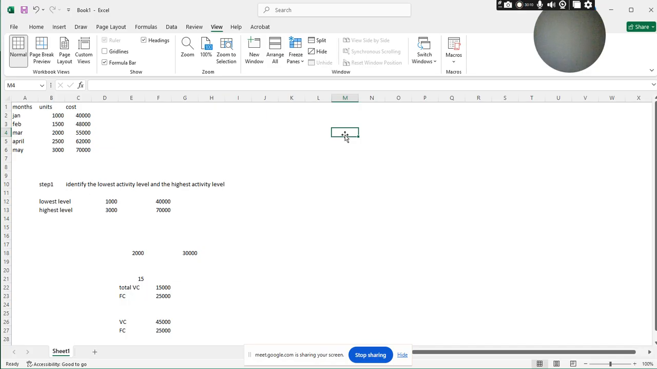Yes, so our total cost here, let me put this one. Our total cost is equal to A plus BX, right? This is the cost function. A plus BX, where A is equal to fixed cost.